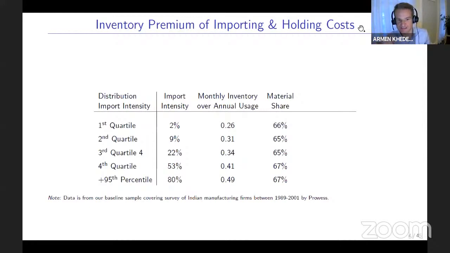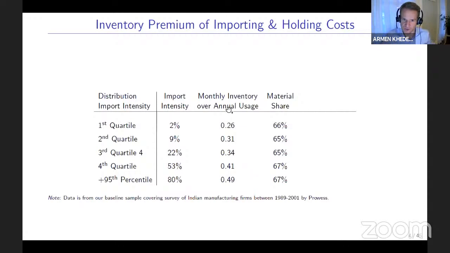So this table takes data from Indian manufacturing firms from the Prowess survey that we will later use to estimate productivity. And here I'm classifying these firms according to their distribution of the import intensity. And you see that in the lower end of the distribution, firms hold on average an inventory usage ratio of 0.26. But as you move to the upper end of the distribution, the inventory usage ratio almost doubles.